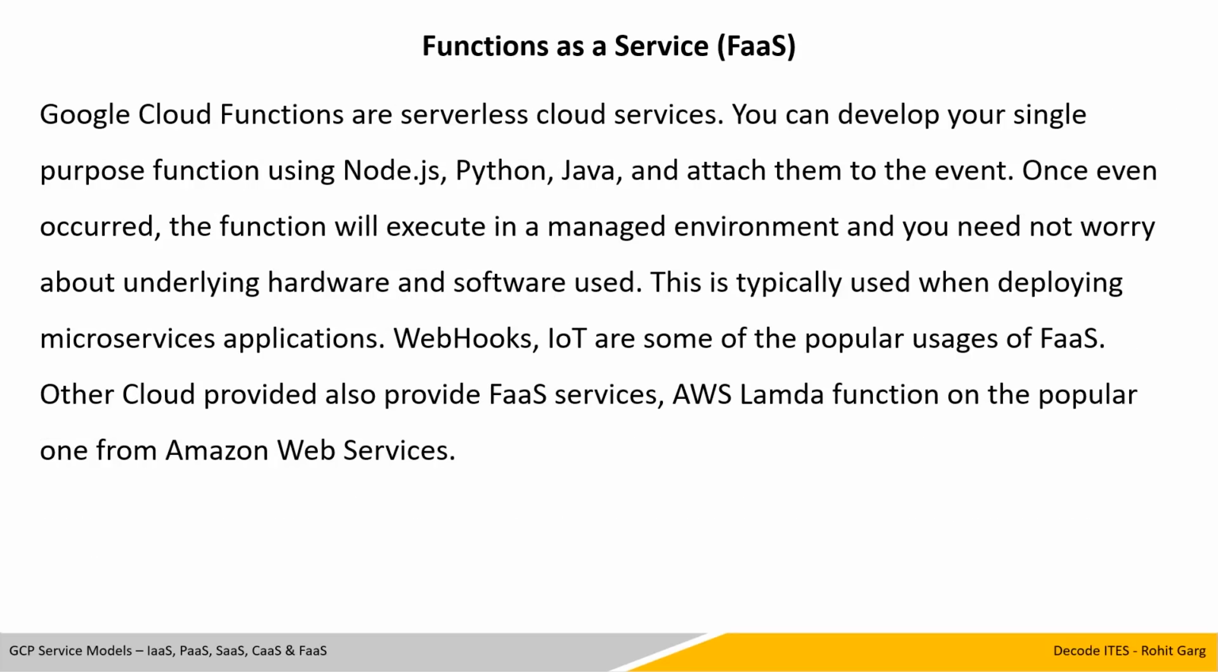Function as a service called FaaS. Google Cloud Functions are serverless cloud services. You can develop your single purpose function using Node.js, Python, Java, and attach them to an event. Once the event occurs, the function will execute in a managed environment and you need not worry about underlying hardware or software used. This is typically used when deploying microservice applications.